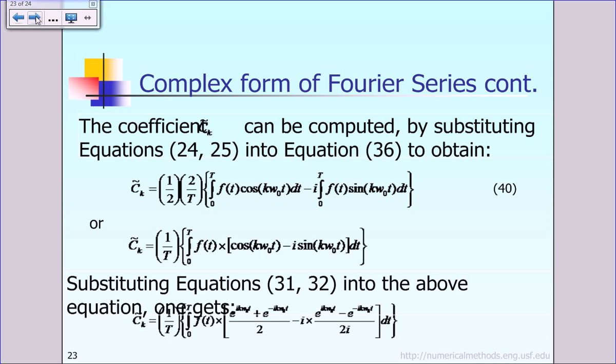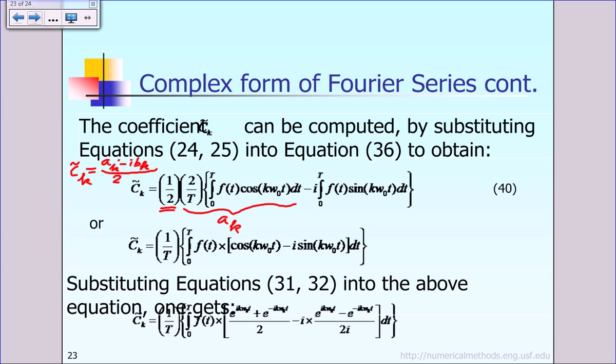According to that old equation I just wrote for you, if you remember, we can say ck tilde is equal to ak minus i bk over 2, according to the definition that we have earlier. So the factor 1/2 is here. 1/2 factor is there. 2 over t times this integral has the same meaning as a sub k.